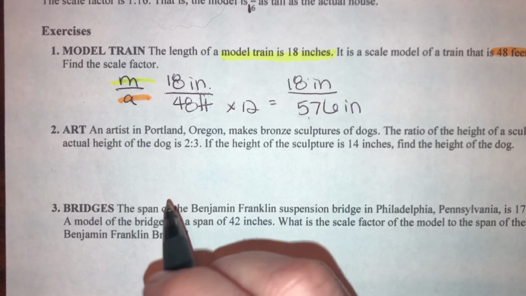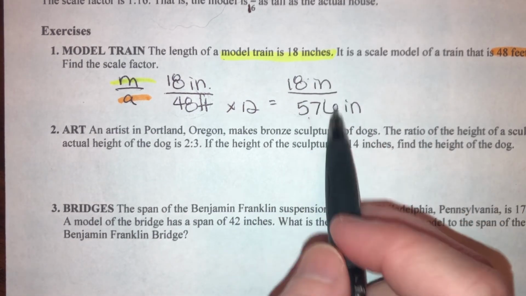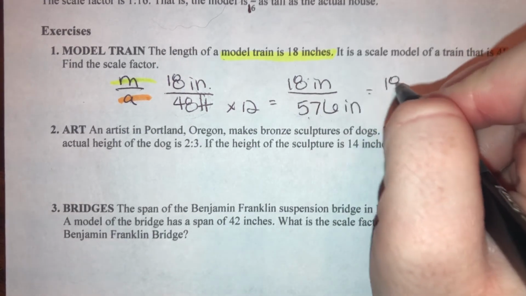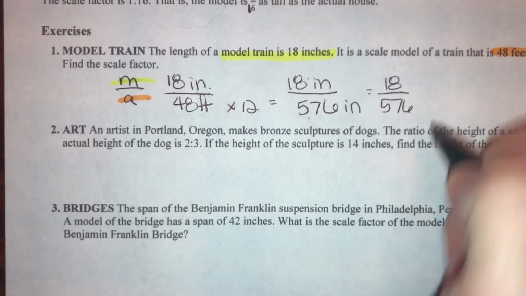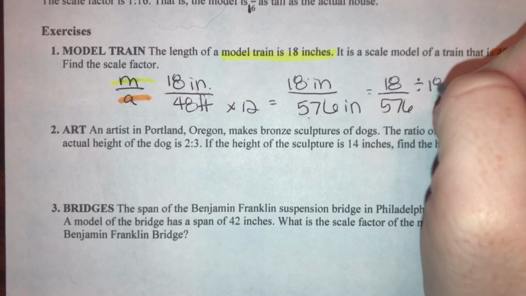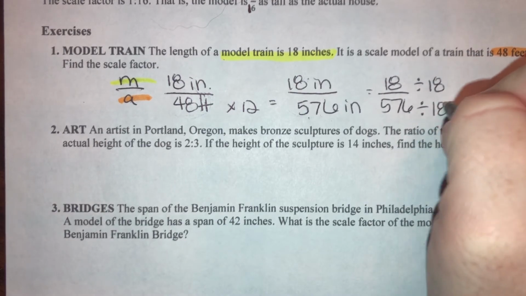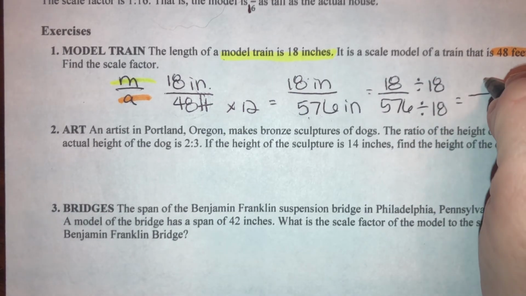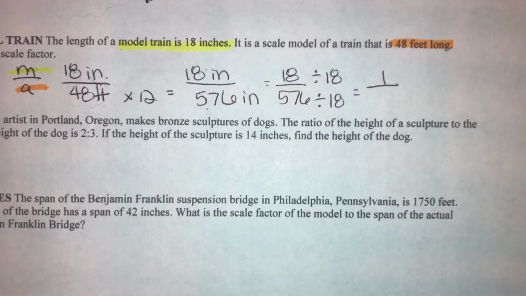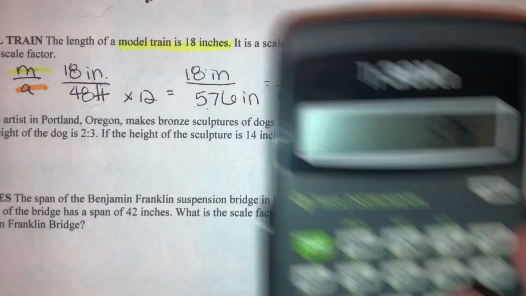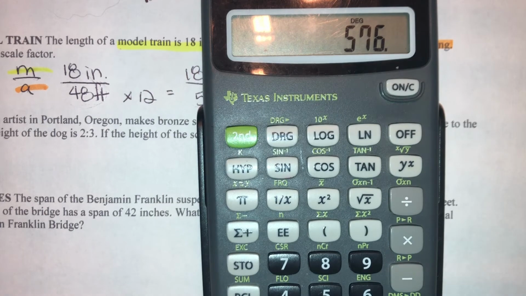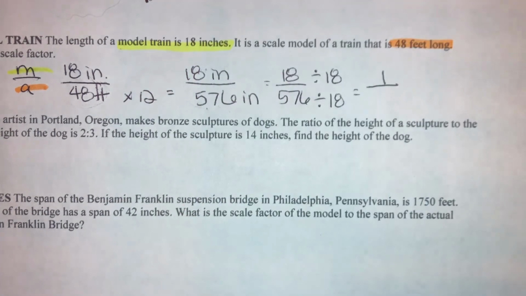Now we can simplify. Since they're in the same units of measure, my fraction is 18 over 576, and I can divide the top and the bottom by 18 evenly. So 18 divided by 18 is 1. Let me scoot that over. And 576 divided by 18 is 32.